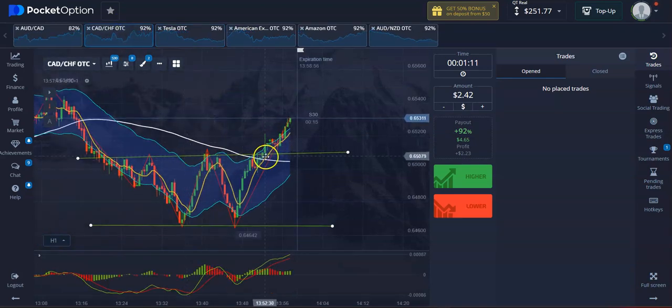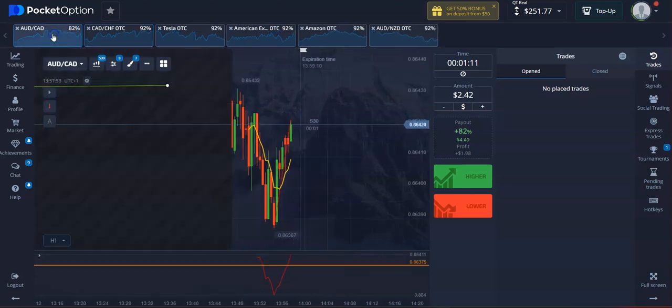This one right here, I was expecting the pullback over here in this area to come over here to this support line again. It didn't happen. I also was expecting a pullback to this line over here before the continuation to the upside. It didn't happen. So I'm gonna leave it alone.